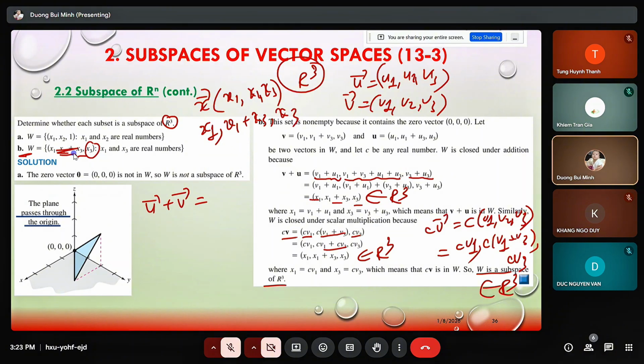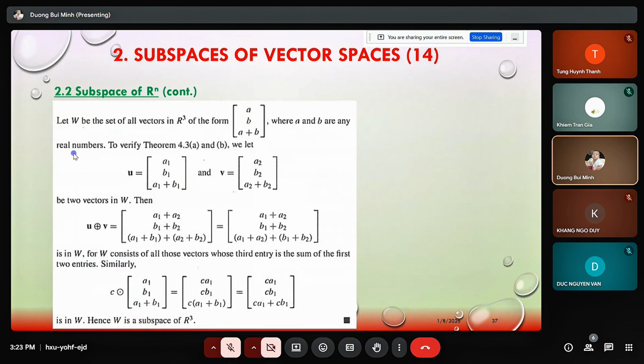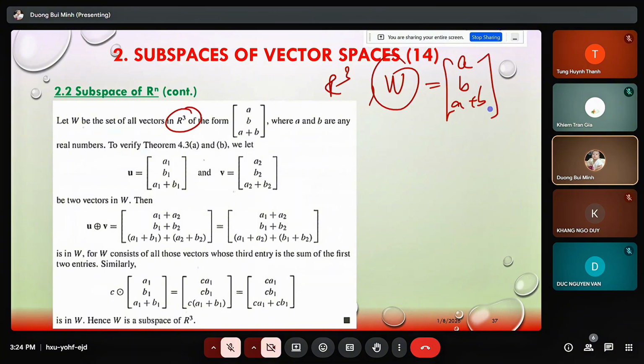Okay. Now continue. We have vector space R3, and they give us the subset W. The subset W is the set of all vectors of the form a, b, a plus b. So this one is a subset, right? Because every vector has 3 elements. How many elements? a, b, and a plus b have 3 elements. So this one is a set.